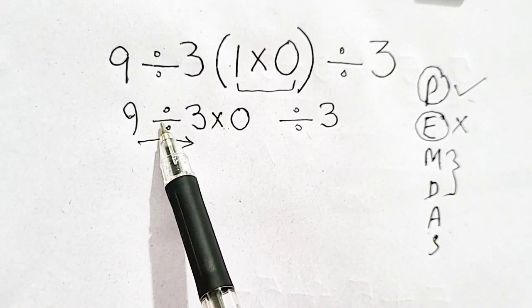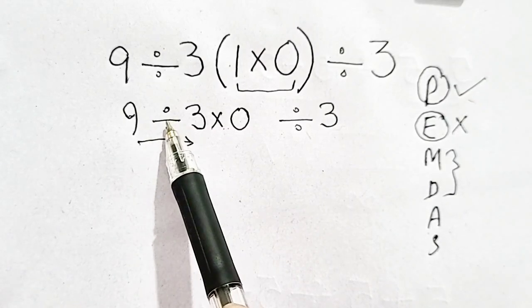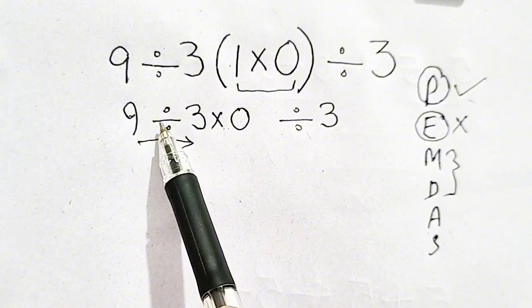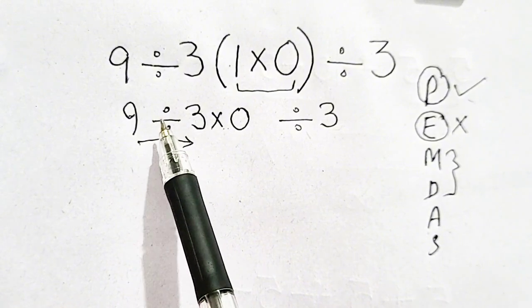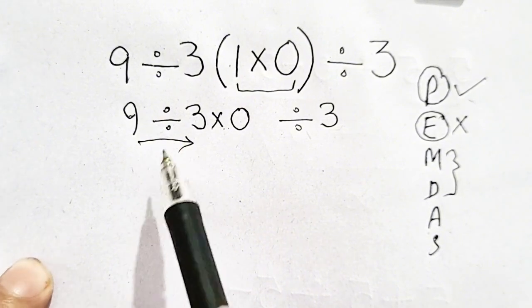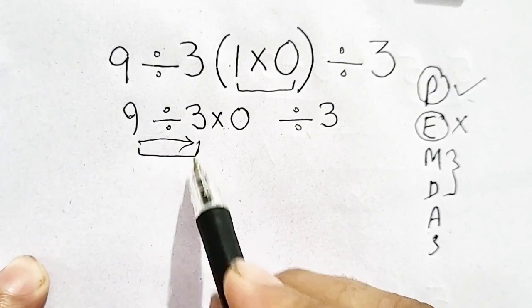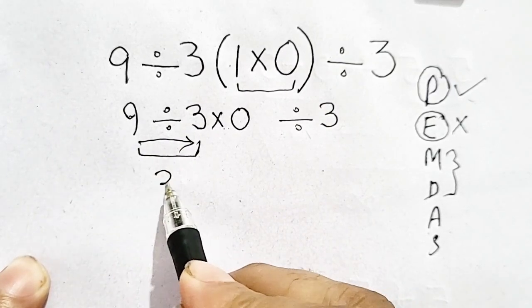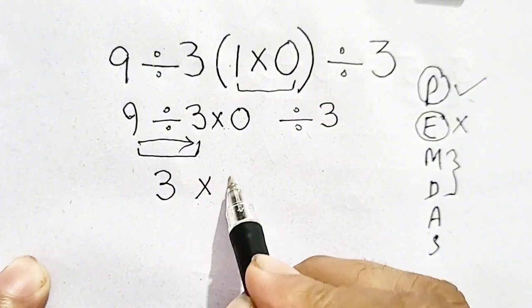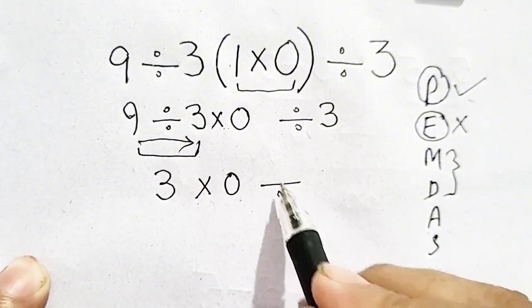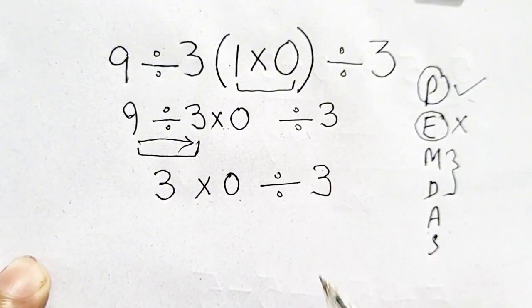So division is at left, we will perform division first. If multiplication were at left, we would perform multiplication. But here, in this case, division will be solved first. So 9 divided by 3 will be equal to 3 times 0 divided by 3.